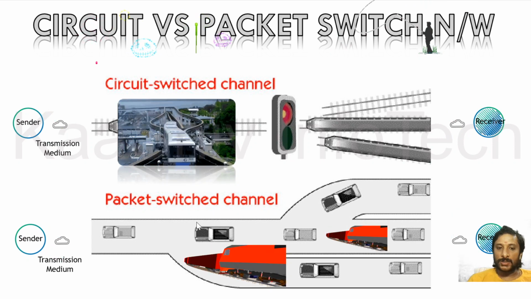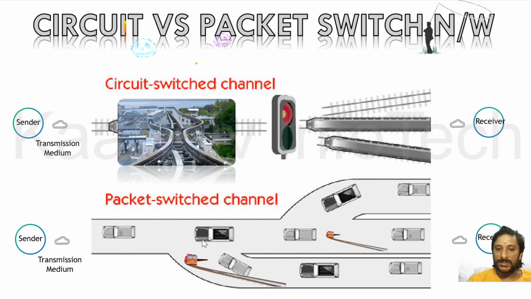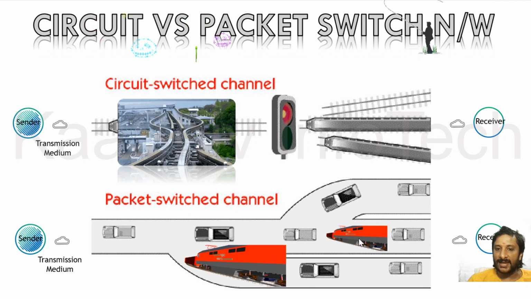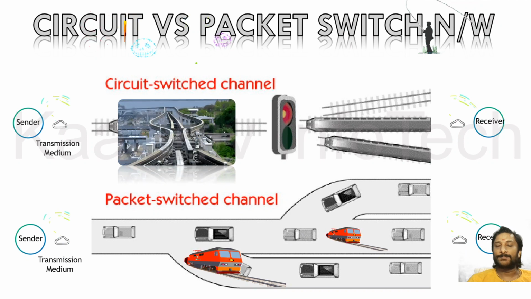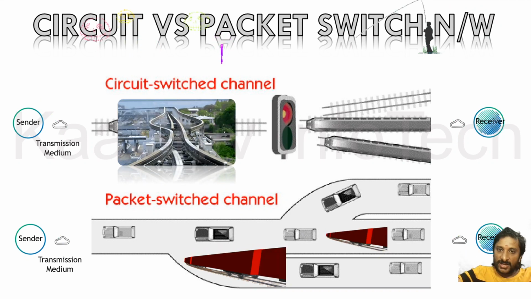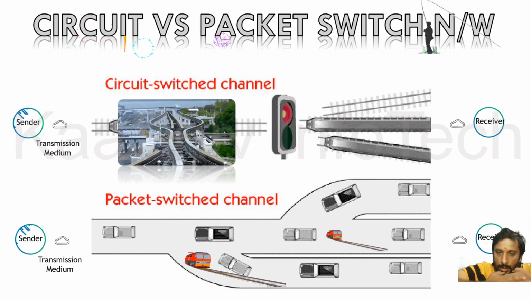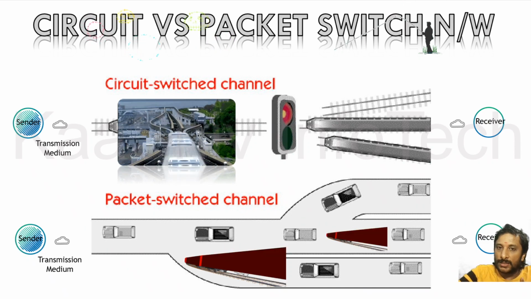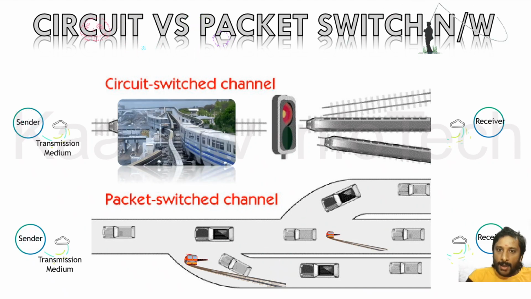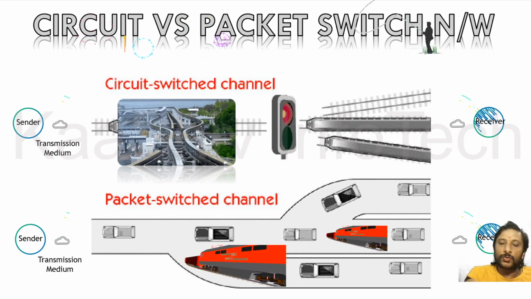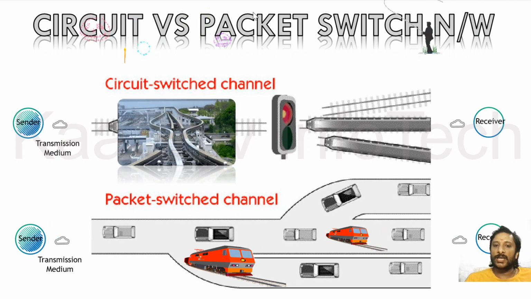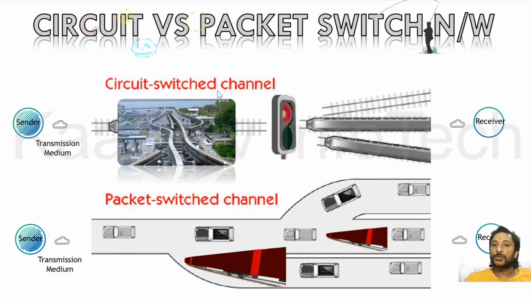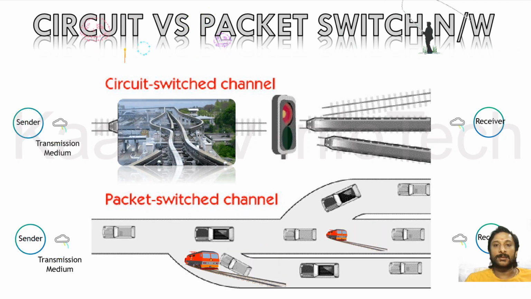Now we talk about packet switching. Which direction the packet should be sent, the shortest path to reach the destination. So dynamically matching the network is called circuit switching. The network is there, so which is the shortest distance to reach the destination, which is the shortest path I can go. That is what the packet switching environment is. So this is how circuit switch channels and packet switch channels are.